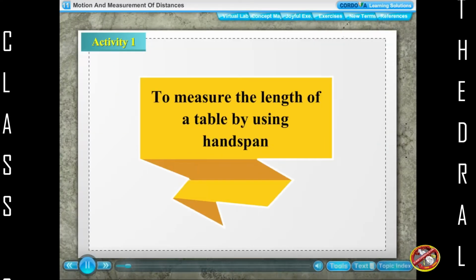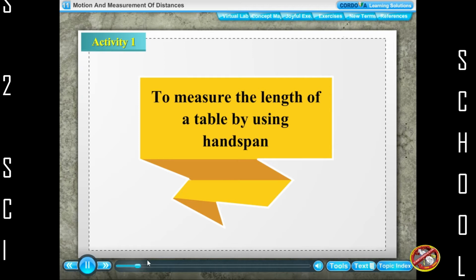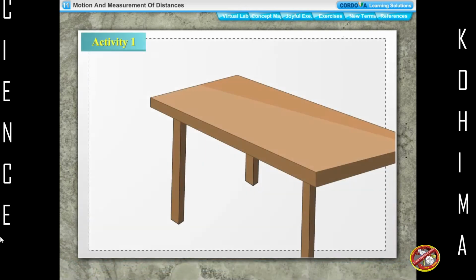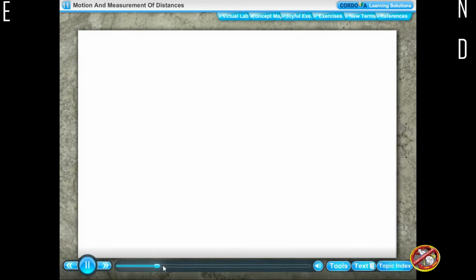Activity 1. To measure the length of a table by using handspan. Things needed: a table. Method.